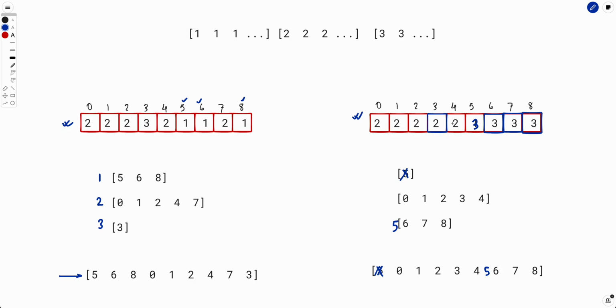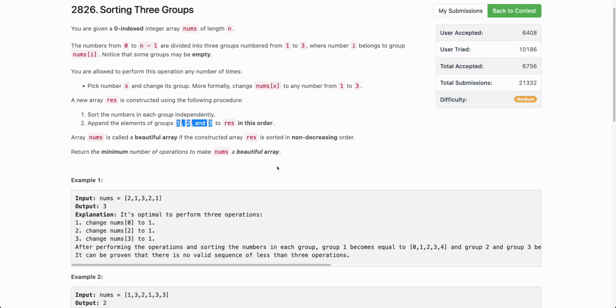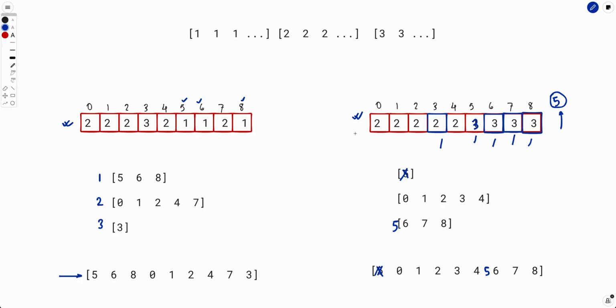Now to make this array nums beautiful, you have to perform 1, 2, 3, 4, 5 operations. Now similarly, you might have other possible nums arrays which are beautiful. You have to figure out among all such arrays which one requires the minimum number of operations. So that is the problem statement. Now how to solve this?